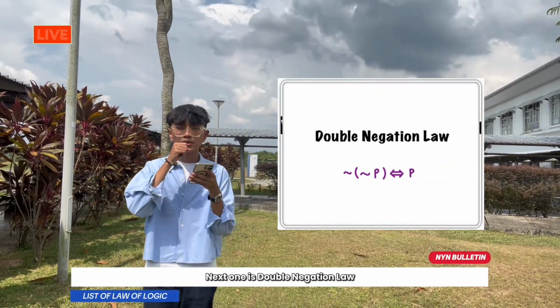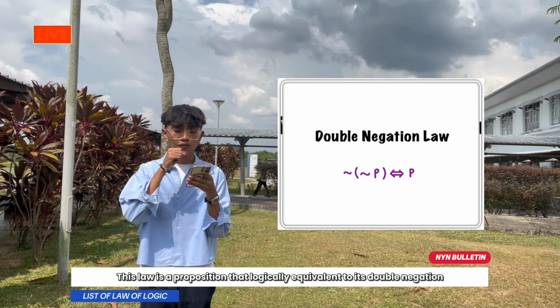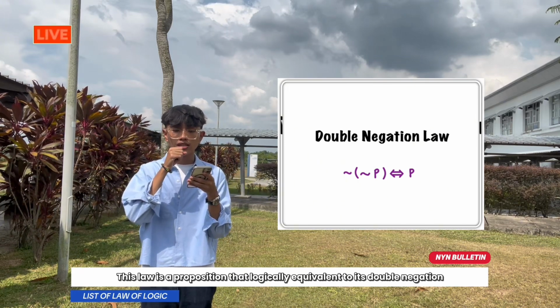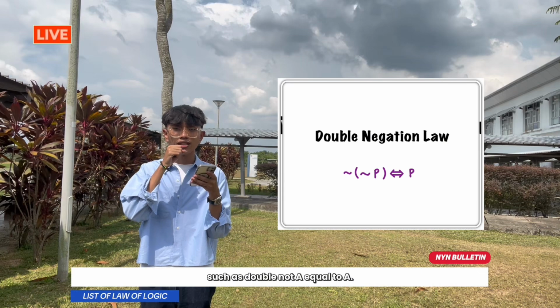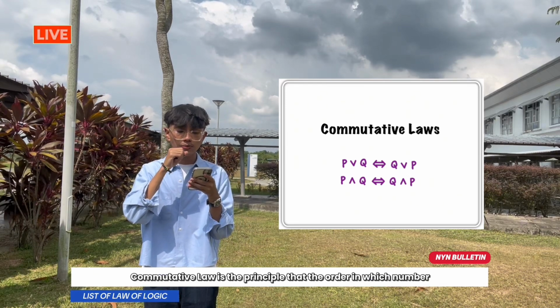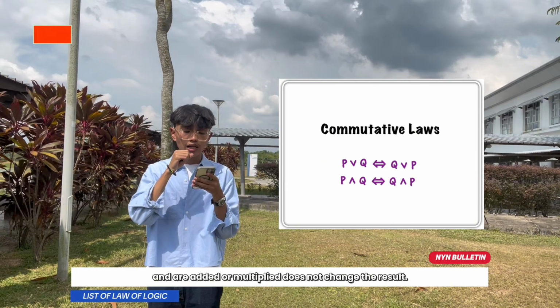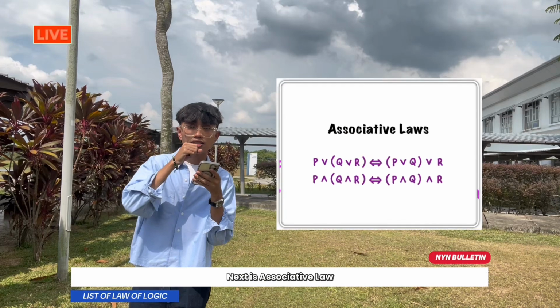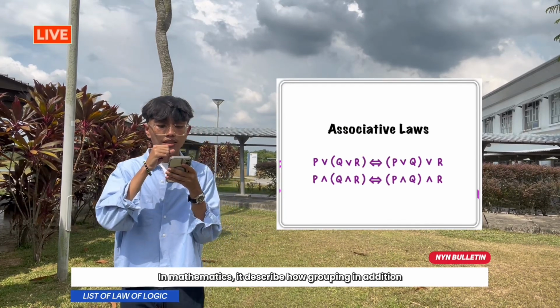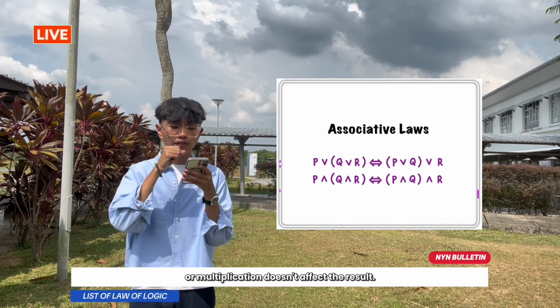The next one is the double negation law. This law says a proposition is logically equivalent to its double negation, such as not not A equals A. And there is the commutative law. The commutative law is the principle that the order in which numbers are added or multiplied does not change the result. Next is the associative law. In mathematics, it describes how grouping in addition or multiplication doesn't affect the result.